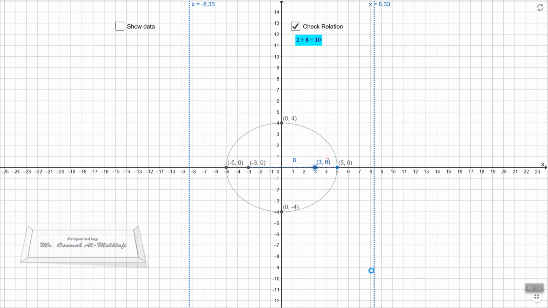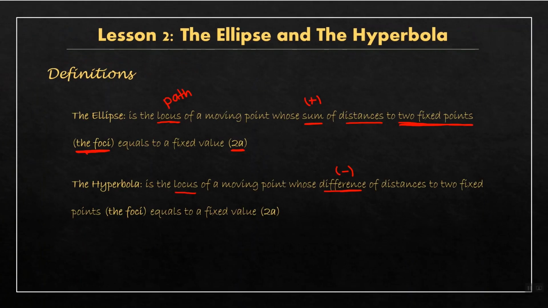This is not a coincidence. Actually, we said in the definition that the fixed value is 2a, right? What is a exactly? A is the value at the vertex. So how much is the value at the vertex?